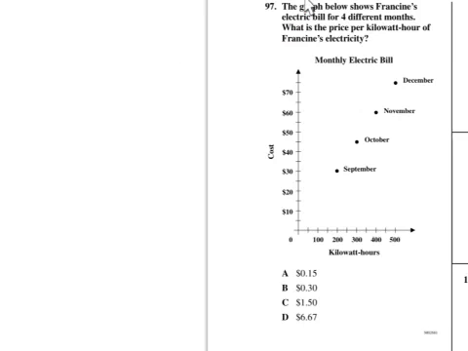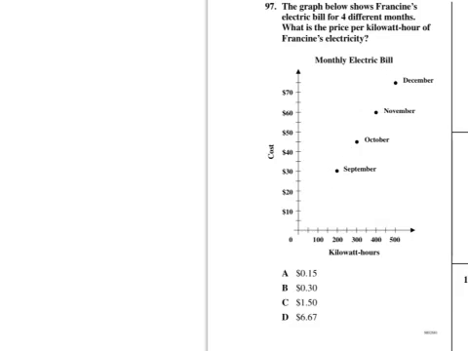Now for this one, the graph shows Francine's electric bill for 4 different months. What is the price per kilowatt hour of Francine's electricity? So this is the number of kilowatts she used, and this is the cost. So in September, she used 200, and it cost her 30 bucks. In October, it cost her 45 bucks for 300, and so forth. So which month did she use the most electricity? Did she use the most in December?